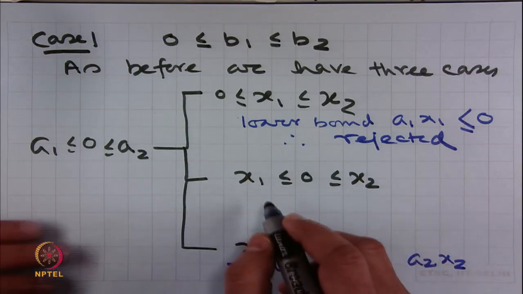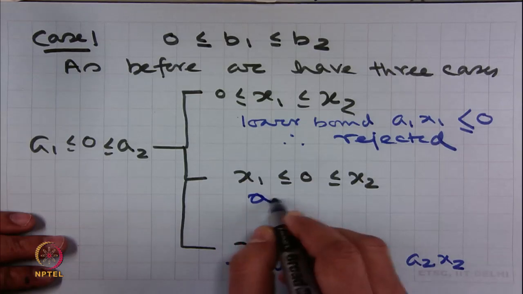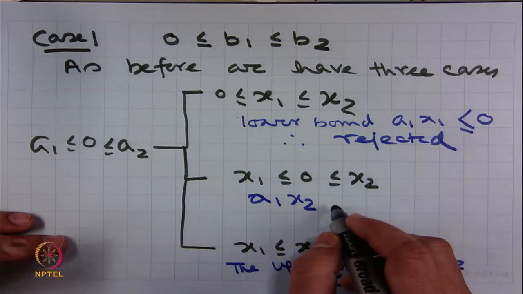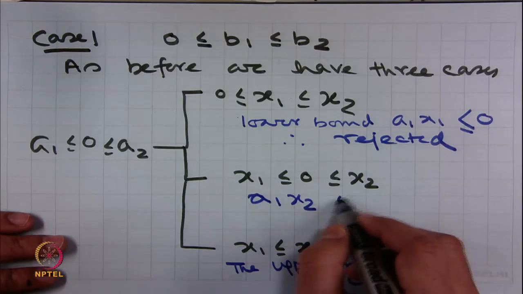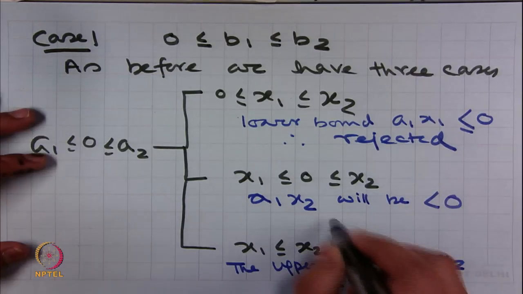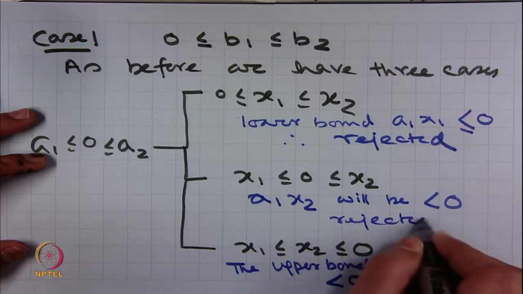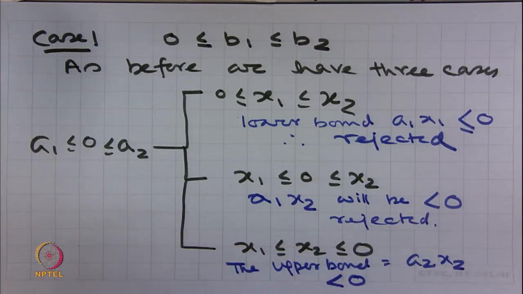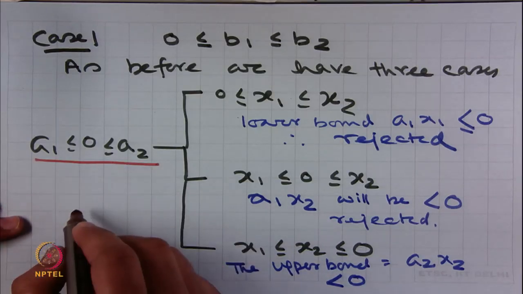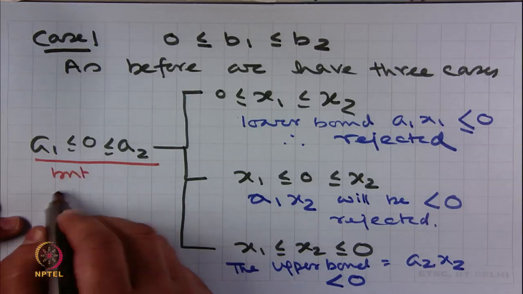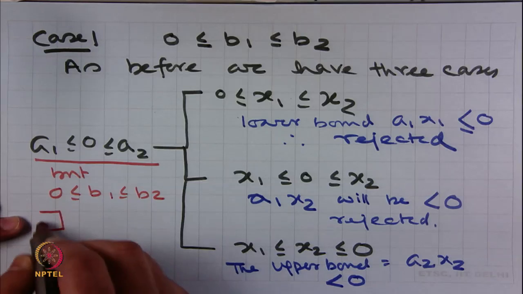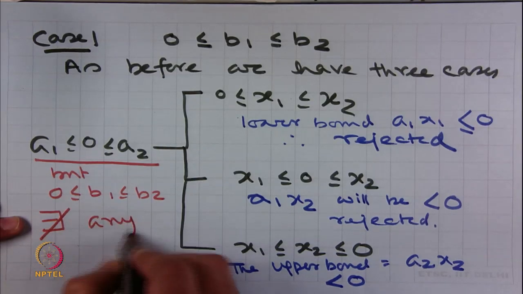Therefore, a1 x2 will be negative, hence rejected. Therefore, if this is the situation that a1 less than or equal to 0 less than or equal to a2, but 0 less than or equal to b1 less than or equal to b2, there does not exist any solution.